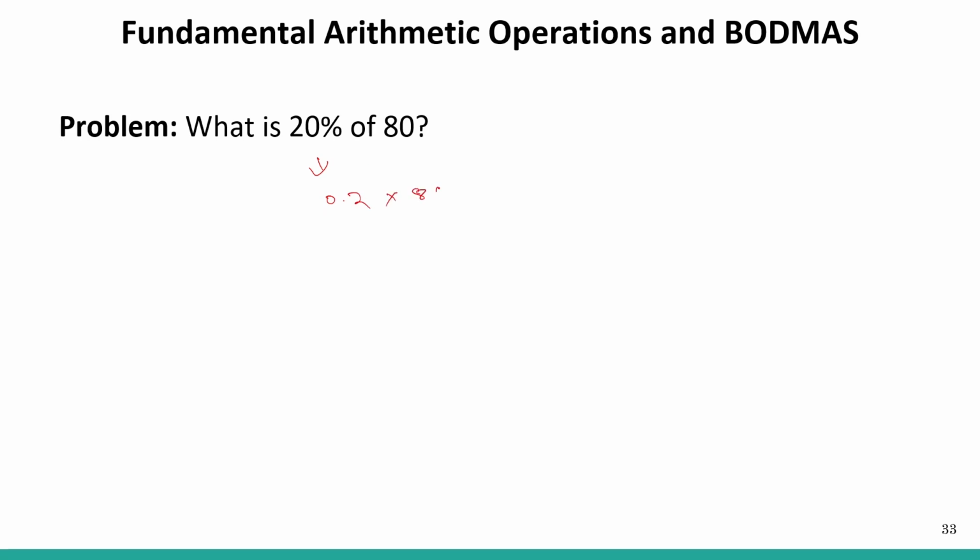So multiply by 80. So this is nothing but 2 by 10 into 80. So what we do first is we divide first, then we multiply with 80. So what we are left with is 2 into 8, that is equal to 16. Okay, so 16 will be the answer. That is, 20% of 80 is equal to 16. Okay, this is the answer.